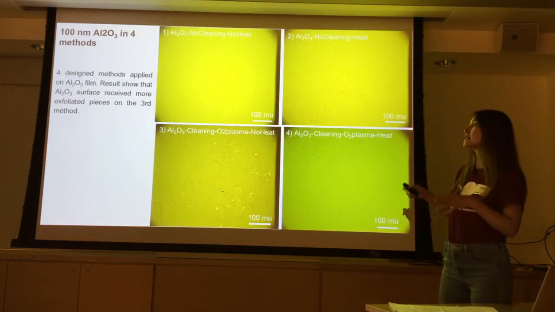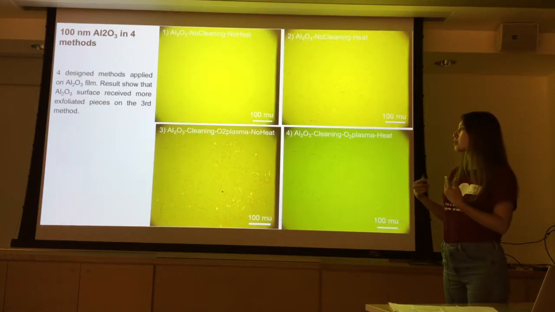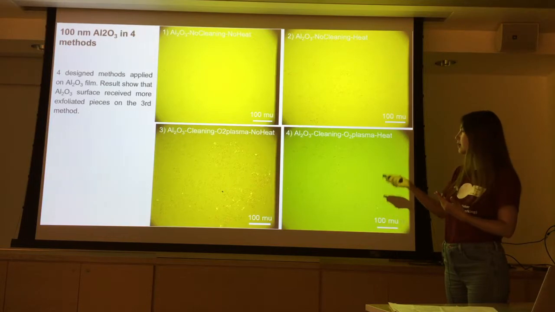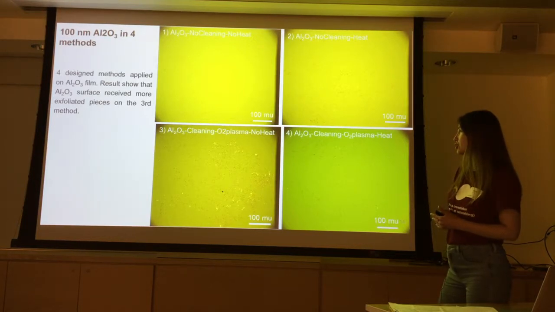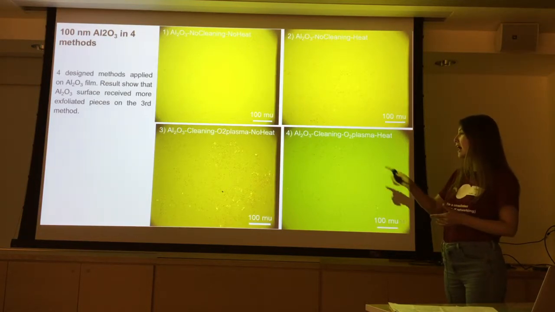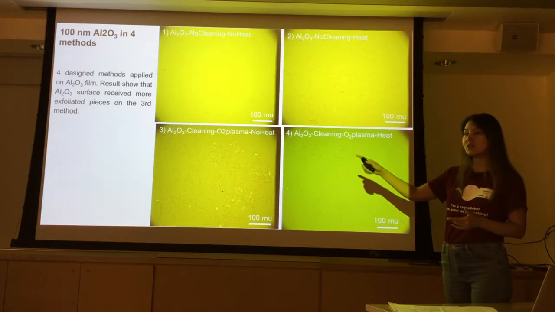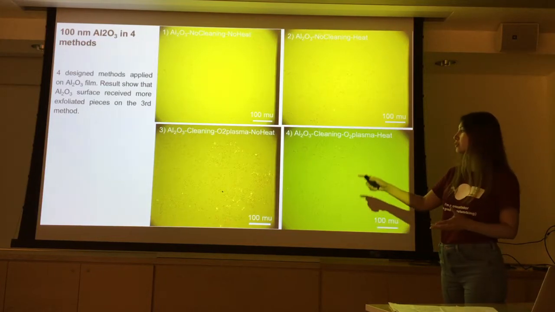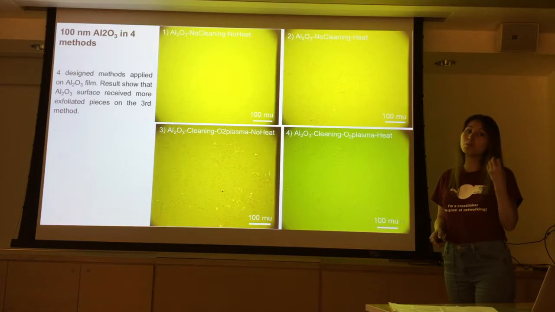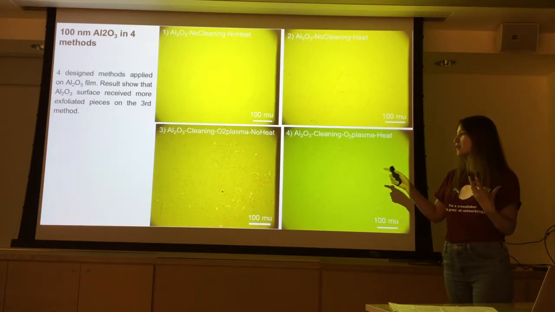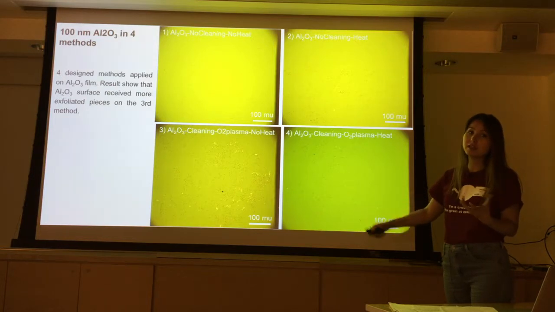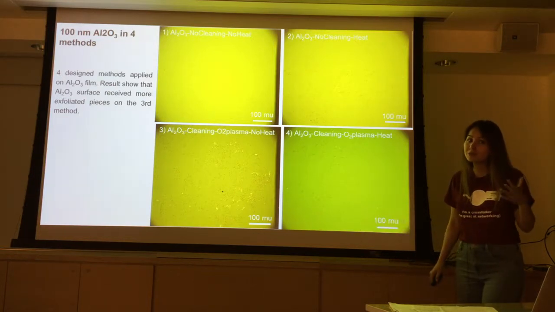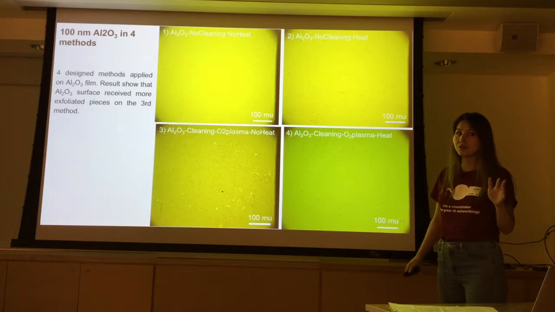This one is the same process on the alumina, 100 nanometer alumina. For the alumina, it shows that where I added oxygen plasma in the third method, the surface actually absorbed more exfoliated particles, and bigger particles, so oxygen plasma makes some difference on the alumina surface.